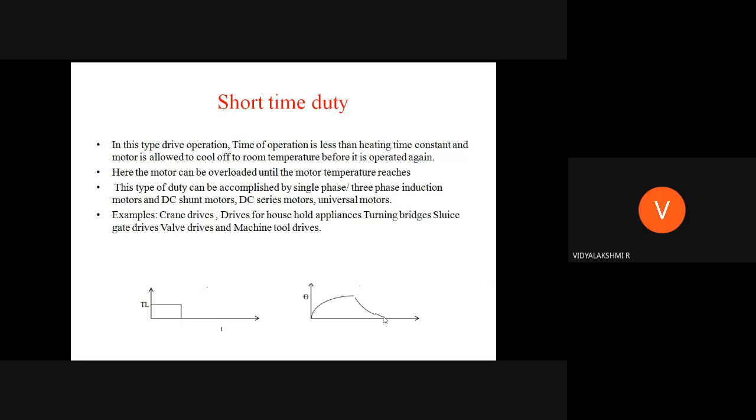For example, short time duty is the crane drive, because we cannot use the crane drive all the time. Once we pick something, we have to take some rest, and after that we have to move. So we need a particular rest period, which means we can run only for a short time. The crane drive is the best example for short time duty.